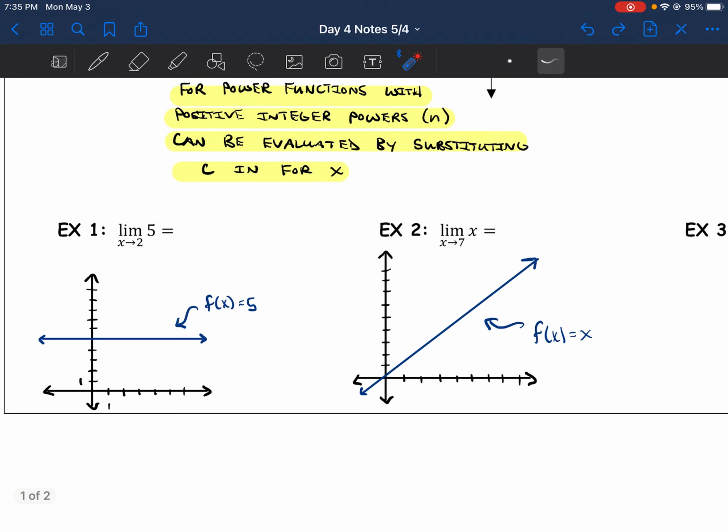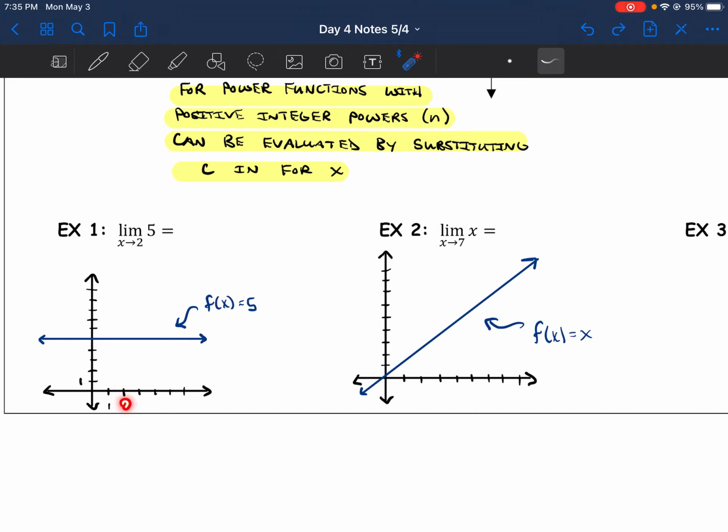So here in our first example, we want to calculate the limit as x approaches 2 of 5. Well, this is a constant. 5 is a constant. So if we graphed it, f of x equals 5, we'd have this horizontal line going through 5 on the y-axis. And let's say we're having x approach 2. Well, here's 2.